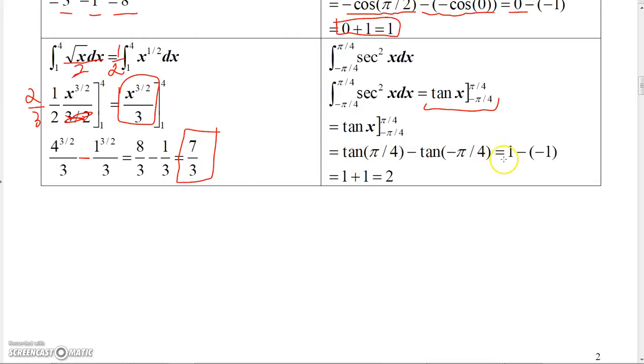Well, tangent of pi over 4 is 1. Tangent of minus pi over 4 is negative 1. But we're subtracting these, so 1 minus negative 1 would be 1 plus 1, which is 2.